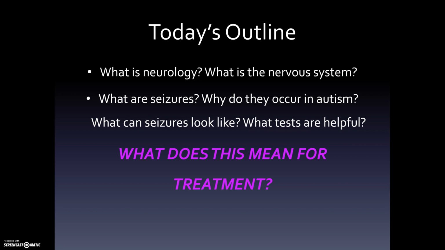So what I'd like to cover today in brief are a couple basic questions before we move on to look more in depth at seizures in autism. So what is neurology? What is the nervous system? What are seizures? Why do they occur in autism? What can seizures look like? What tests are helpful? And what does all of this mean for treatment?